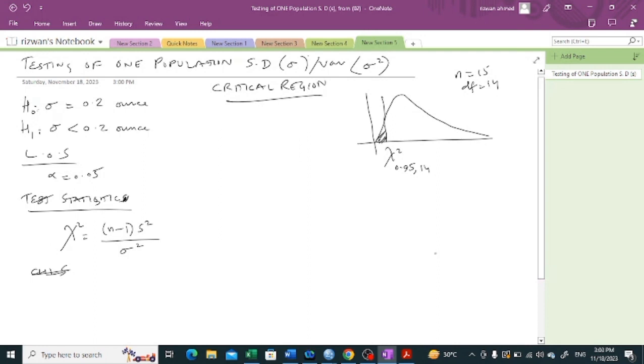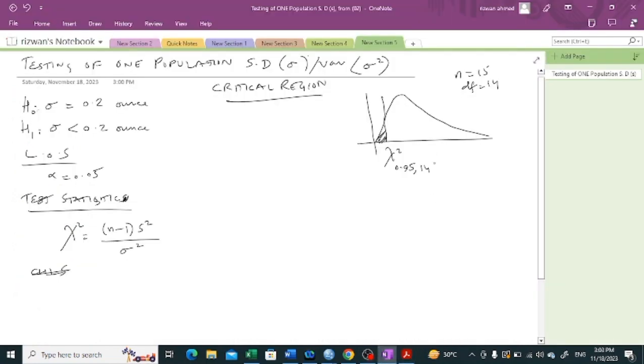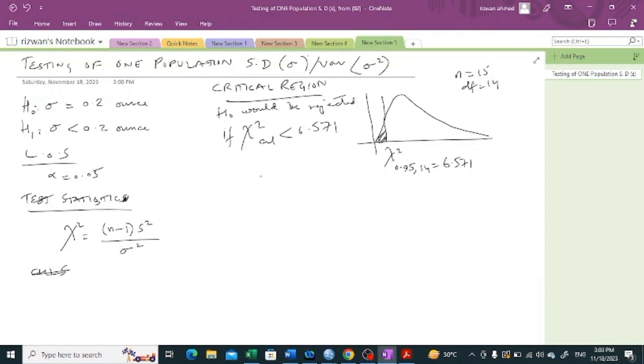So we go to chi-square table. 0.95 is the probability, this is the second last column, and 14 df, 6.571 is the value. H naught would be rejected if chi-square calculated is less than 6.571. We go for computation.